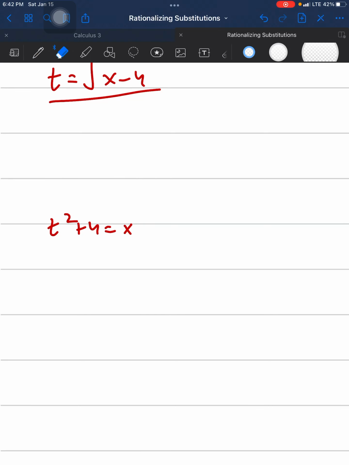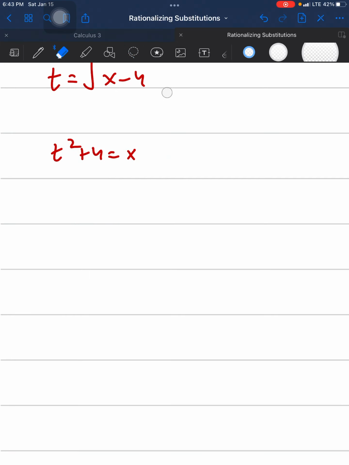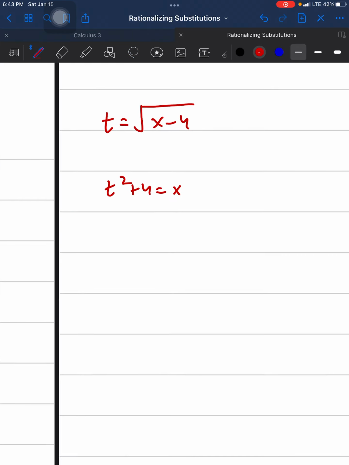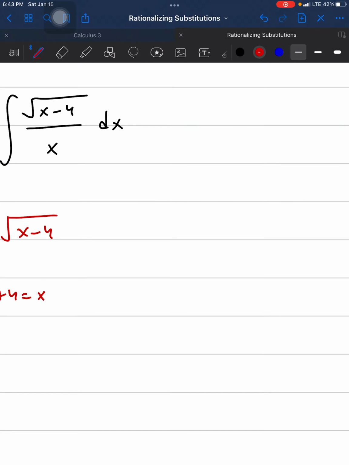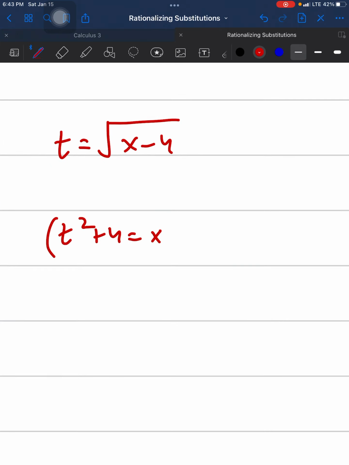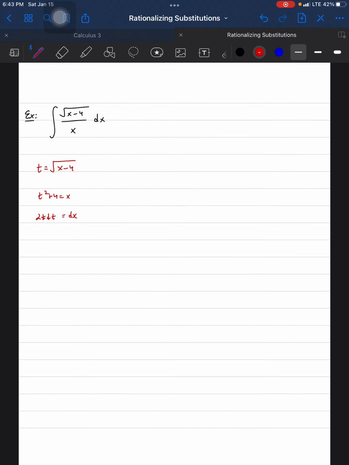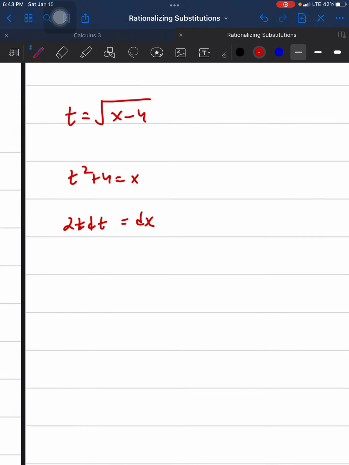let me erase this part. We also need dx, right? We need something for dx. In order to find dx, all we have to do is take the derivative of this. And the derivative of that is just 2t dt equals dx. That's it.